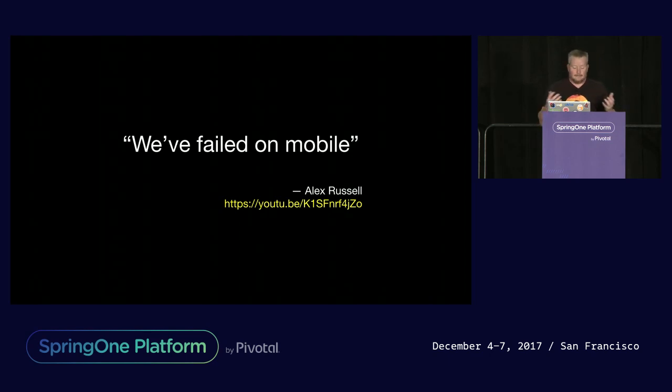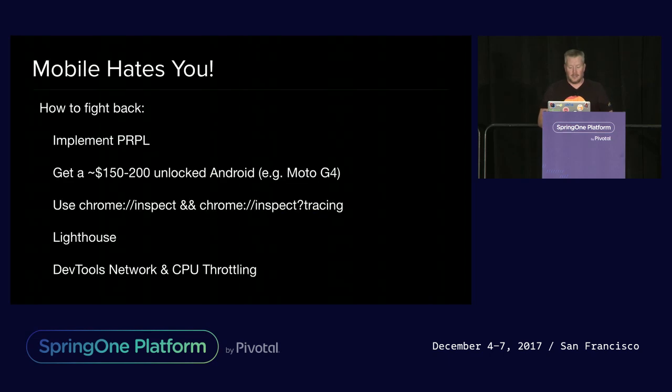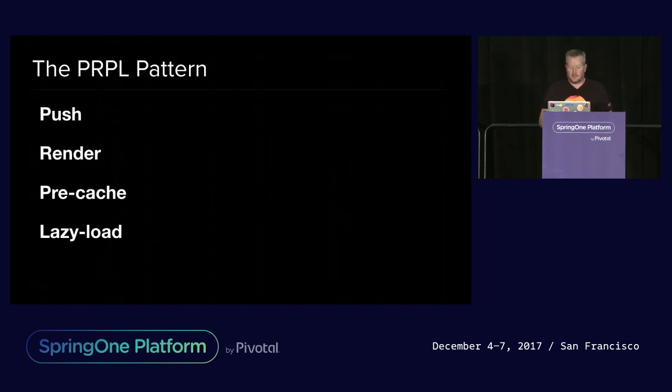And so we failed on mobile because your laptop, your lovely, faithful laptop, is a filthy liar, right? It's telling you the wrong information. It's telling you that the network is fast, things load fast, when they really don't. So the best way to fight back is to implement the PURPLE pattern. Get a slow phone. Get a $200 unlocked Android device. Use Chrome's developer tools. Use Lighthouse. Lighthouse is a tool to test the performance and the PWA-ness of your application. And then use the DevTools network and CPU throttling.